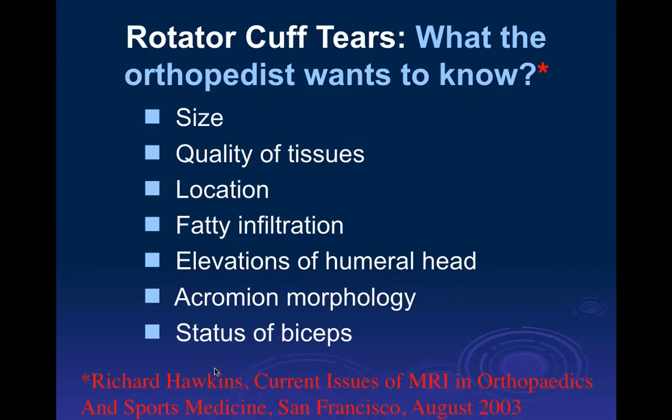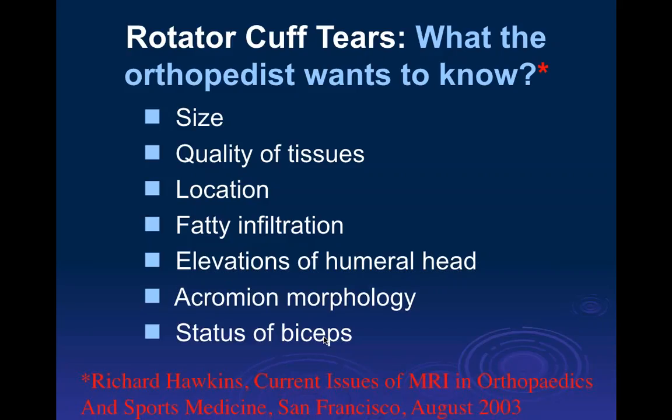talked about what he wanted to know from the radiologist when he sends a patient for an MR examination. He wanted to know the size of any tears, the quality of the tissues, the location of the tears, whether or not there's fatty infiltration into the muscles, whether there's an elevation of the humeral head. He wants to know the acromial morphology and the status of the biceps. So these are the 7 things he wants in every report if someone has rotator cuff disease.